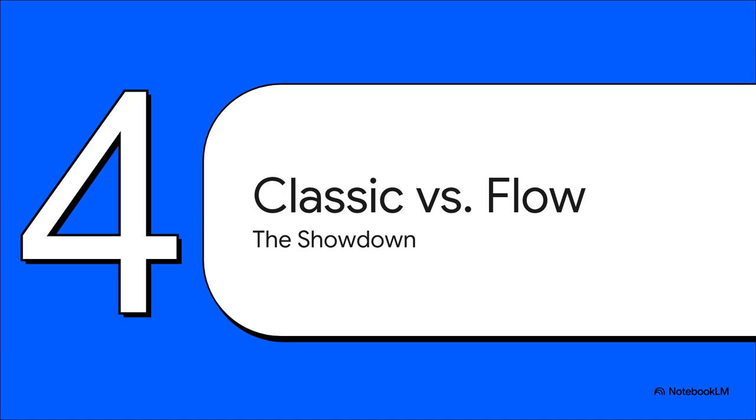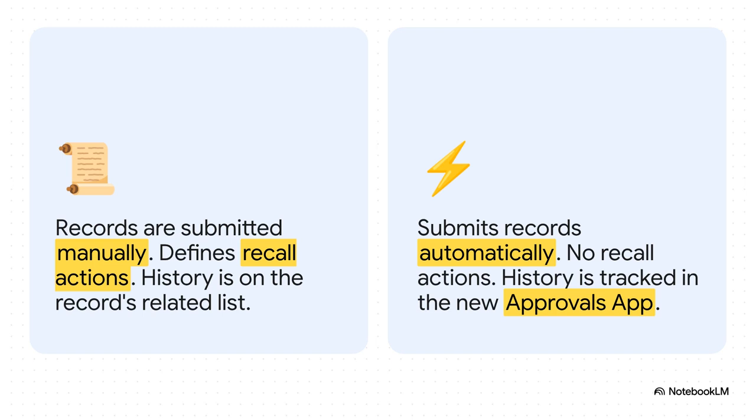Okay, so we've got the classic seasoned veteran and the powerful newcomer. Let's put them head to head. It's time for a showdown to see how they really stack up against each other. So what are the biggest differences you're going to feel? Well, with classic approvals, a user usually has to physically click a submit button. With Flow, you can trigger these automatically just based on a record being created or updated. No click needed.